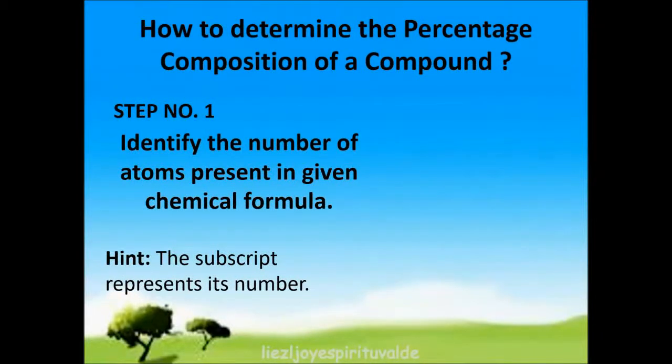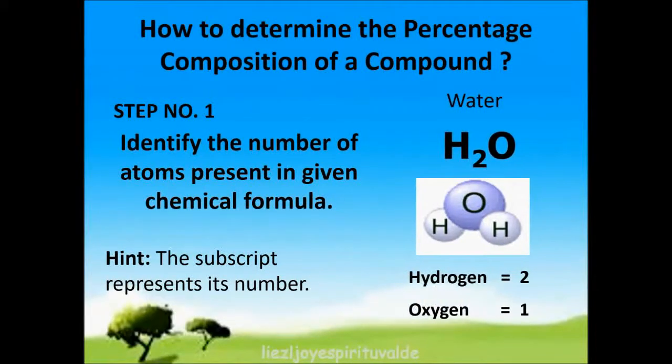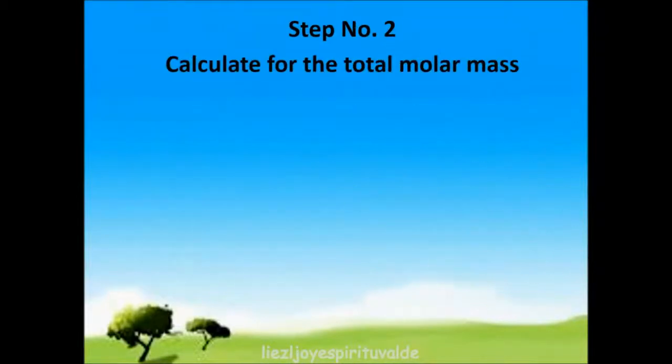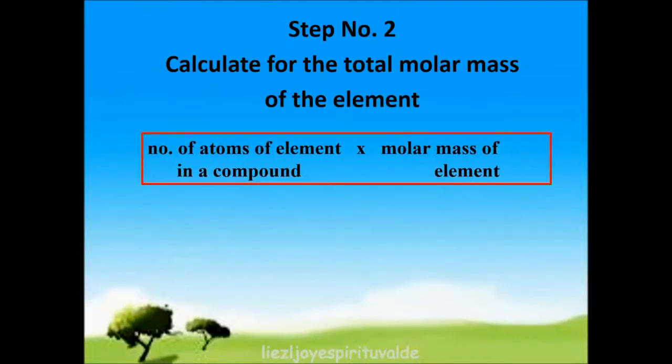First, identify the number of atoms present in the given chemical formula. Remember that the subscript represents its number. When there is no subscript written on the element, it is equivalent to 1 atom. Step number 2. Calculate the total molar mass of the element. To do this, the number of atoms of the element in a compound should be multiplied by the molar mass of the element.